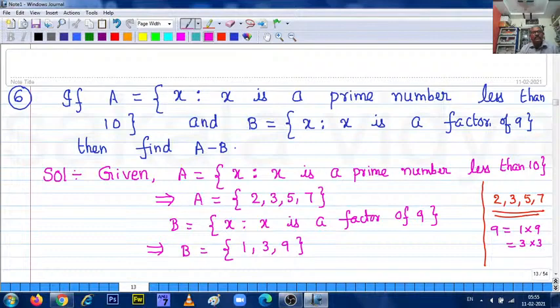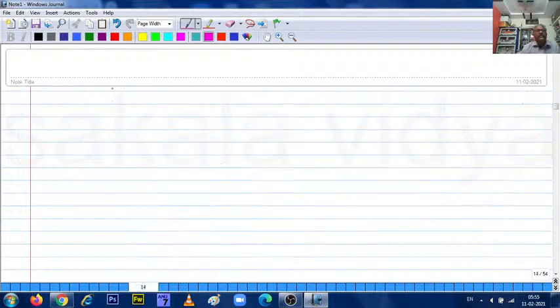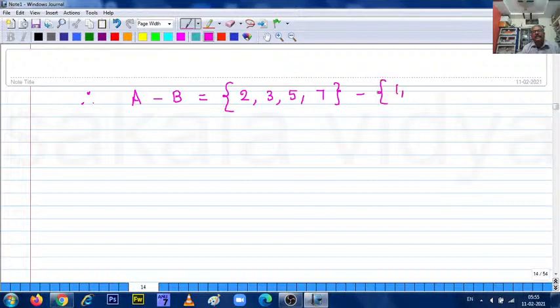We know the roster forms of A and B. Now find A minus B. So A minus B is equal to 2, 3, 5, 7 minus 1, 3, 9. What shall we do now? 3 and 3 cut, 1 and 9 also. Write down the remaining elements. What are the remaining elements? 2, 5, 7. This is A minus B.